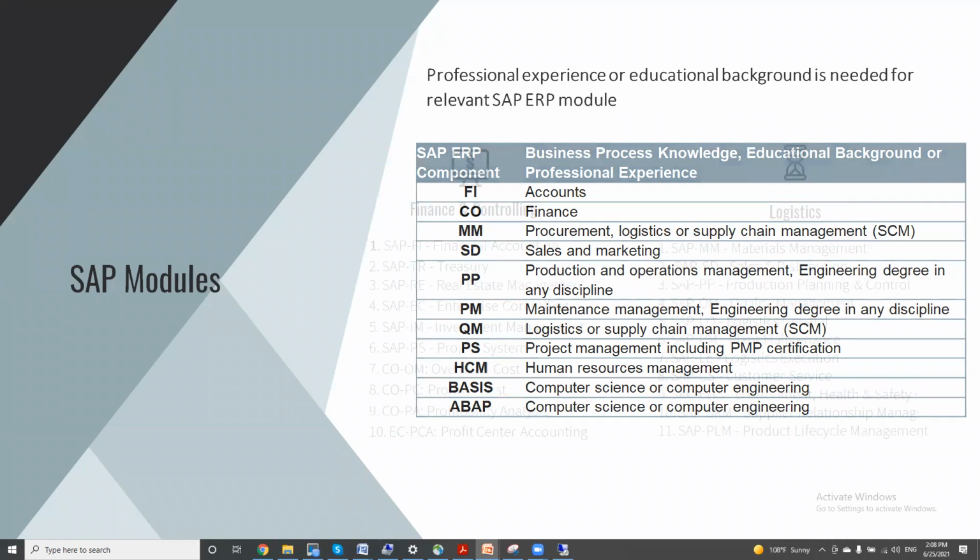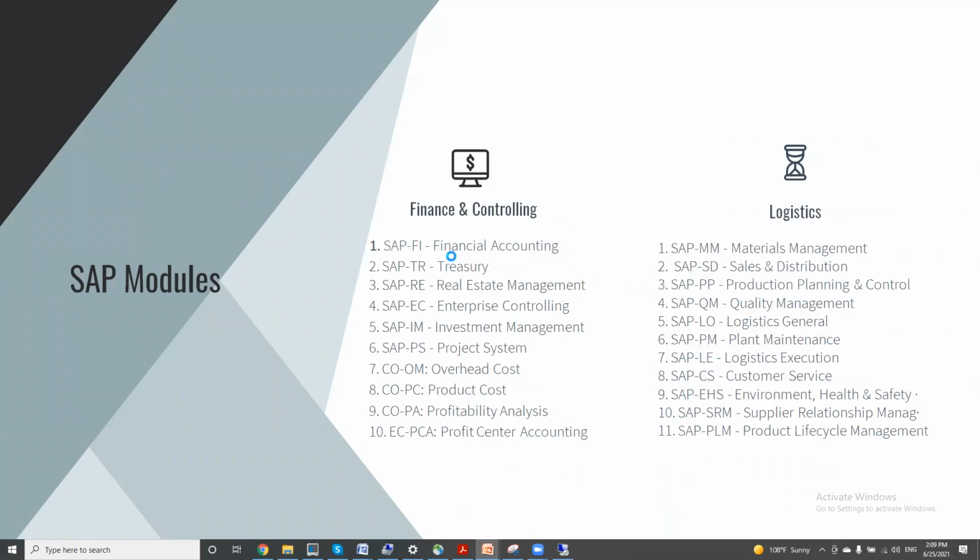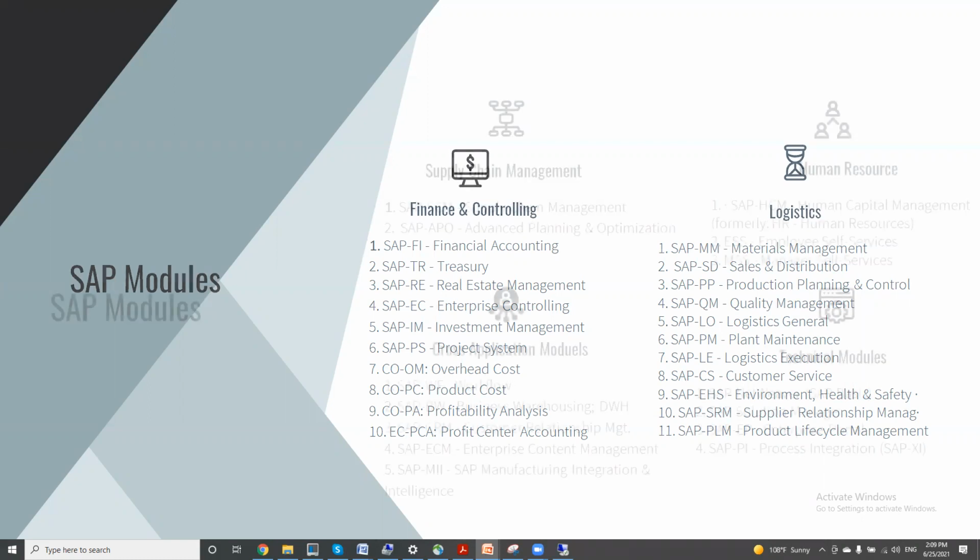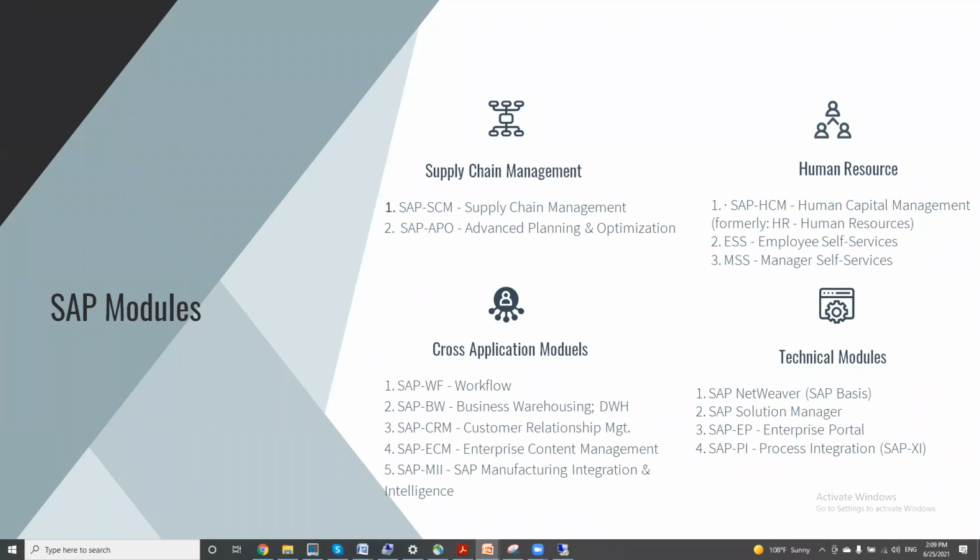There are the sub modules of finance and controlling. In finance and controlling, we have different modules like financial accounting. There's a list of modules. Just in case you need these modules, you can shoot me an email and I'll be more than happy to give you the details. Similarly, logistics, supply chain management, human resource, cross application modules, and technical modules. I would like to go a little deeper into the technical modules. This is SAP basis, SAP solution manager, which I have already explained to you, and SAP enterprise portal.